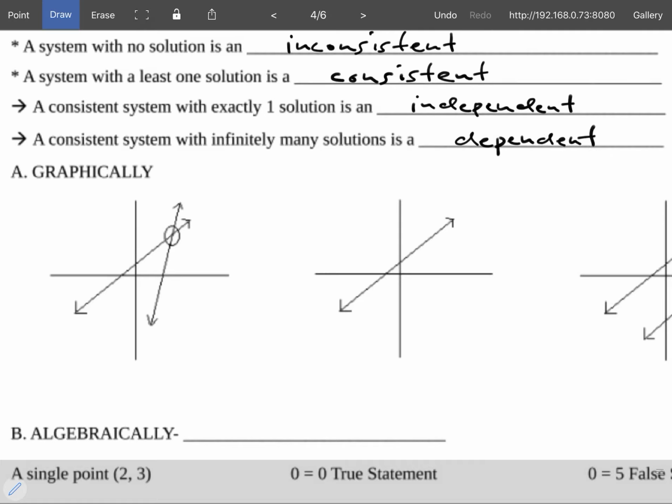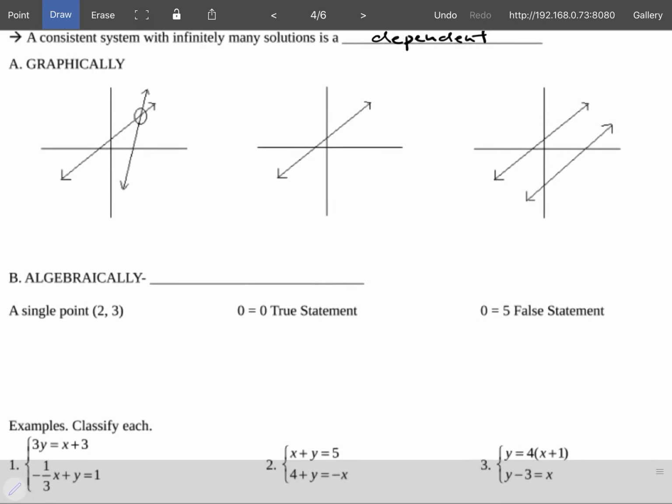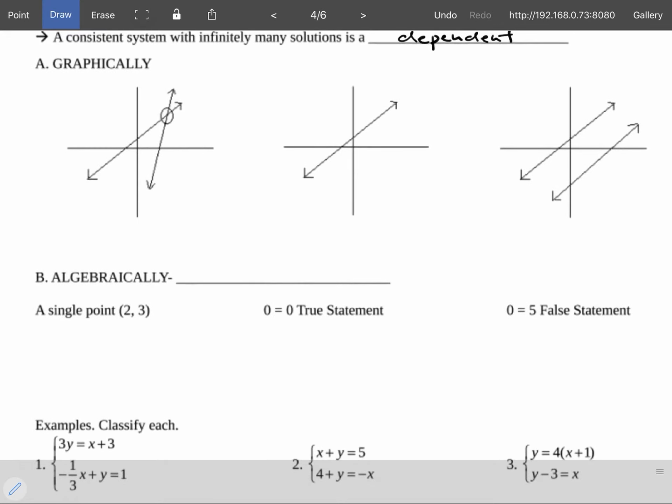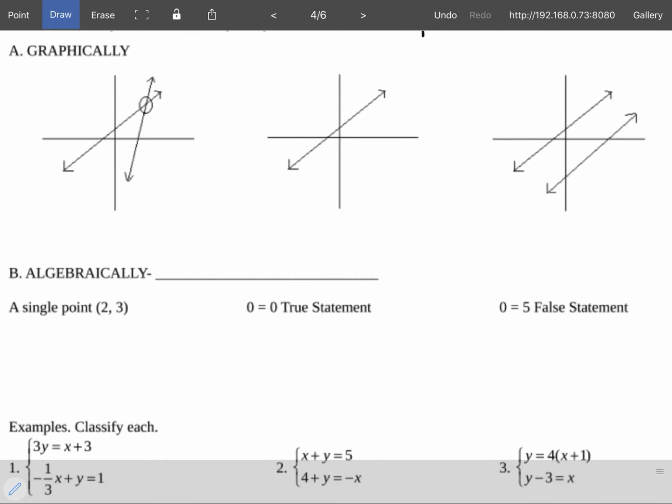Now let's go through and summarize those, what they mean graphically. So again, you guys have the vocabulary words up top here. But let's look at these graphs. Well, we know from when we started this, if we graph the two lines.